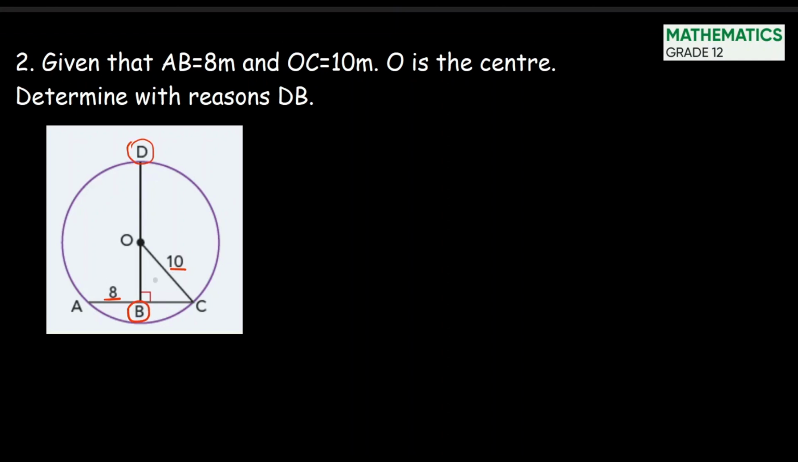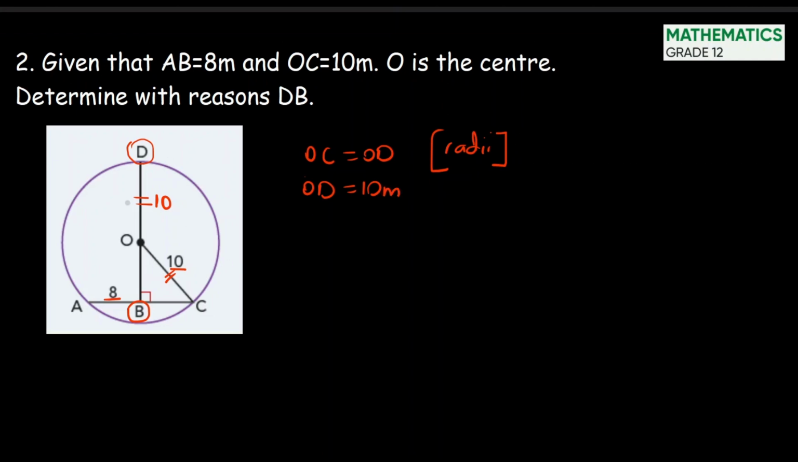But what do we know? You can see that OC is the radius and also OD is the radius. So they're both radii, which means that OD will be equal to 10 because OC is 10. But we have to write that down and say OC is equal to OD. And our reasoning is that they're both radii, which means that OD will also be equal to 10 meters.